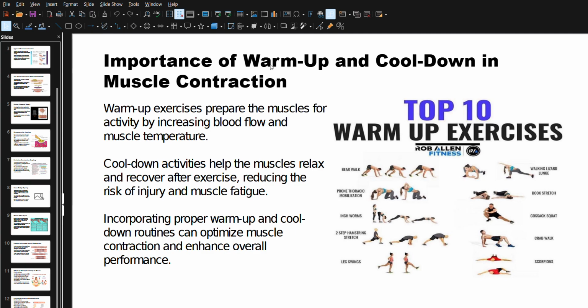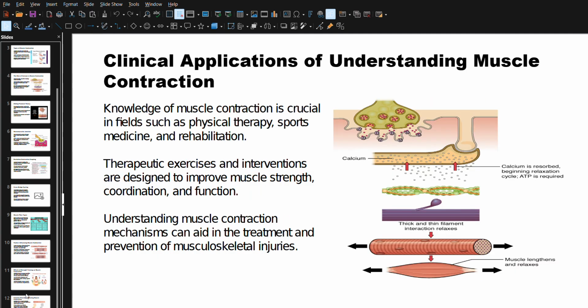Now, the importance of warm up and cool down in muscle contraction, how we can do it. Warm up exercises prepare the muscles for activity by increasing blood flow and muscle temperature. I told you already, simple exercises can also increase blood flow and improve muscle contraction efficiency. Cool down activities help the muscles relax and recover after exercise, reducing the risk of injury and muscle fatigue. Incorporating proper warm up and cool down routines can optimize muscle contraction and enhance overall performance.